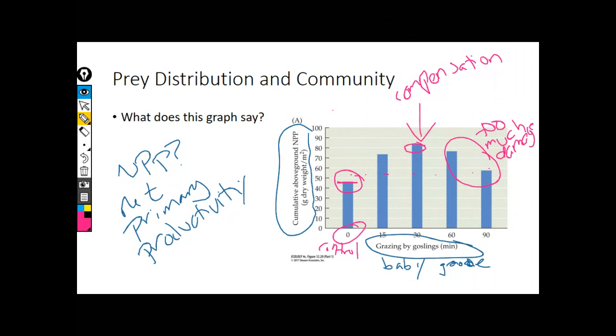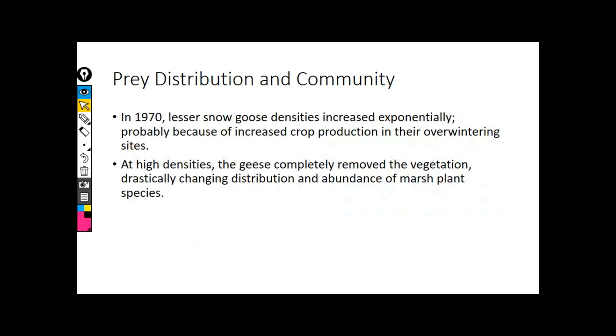Okay, so we've seen this before, right? Too much clipping, and the plants are not able to come back. So I would hypothesize the more time that the evil goslings get, the lower our bars would become until we probably drop below the control, right? Evil goslings do great damage. Okay? In fact, this is what we saw.